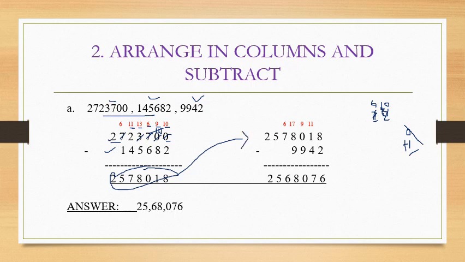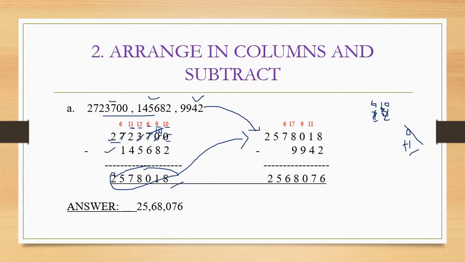After subtracting these two numbers, you will write the final answer here, and with that answer you will subtract the third number. What is the third number now? 9942. Now from this answer you are going to subtract. Now after subtracting, what will you get? 25268076. Now how did you get this answer?